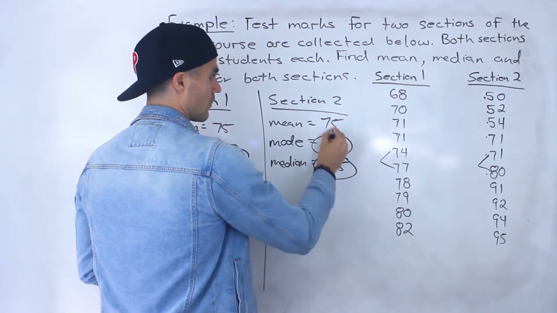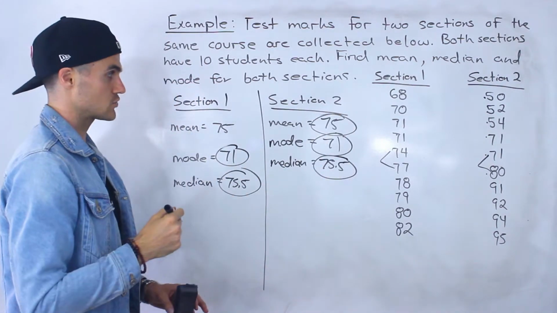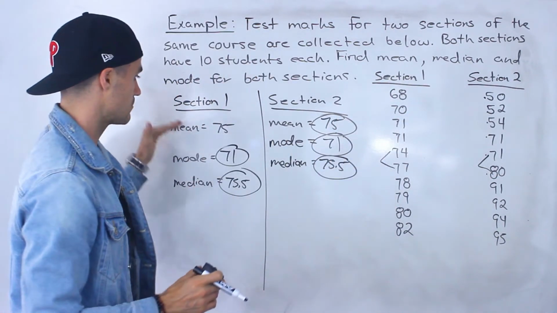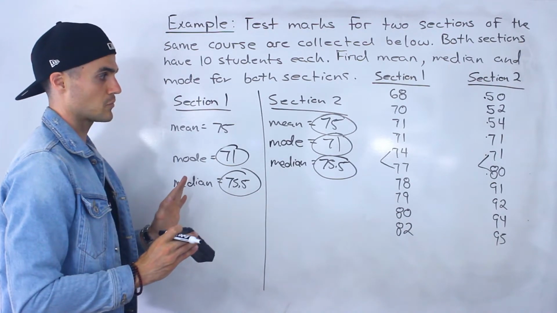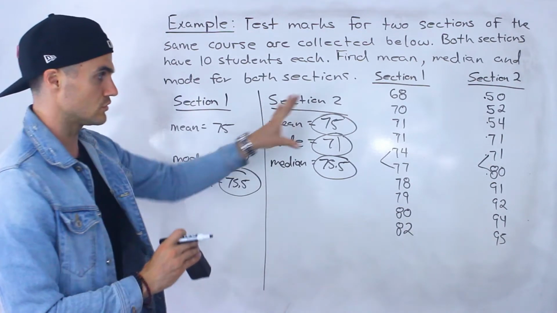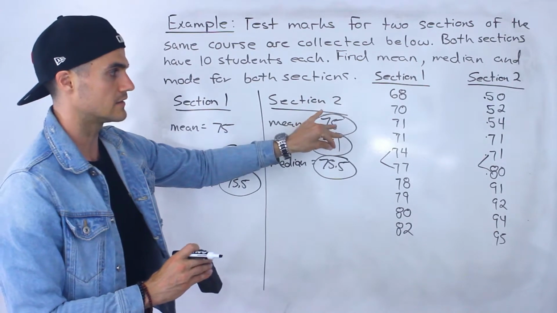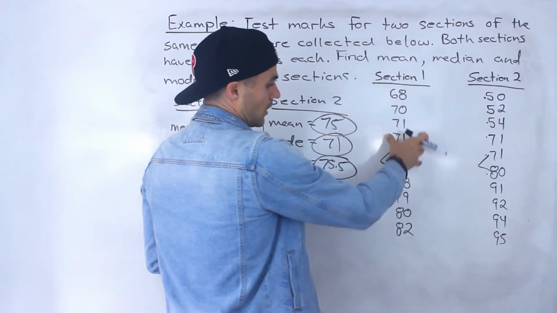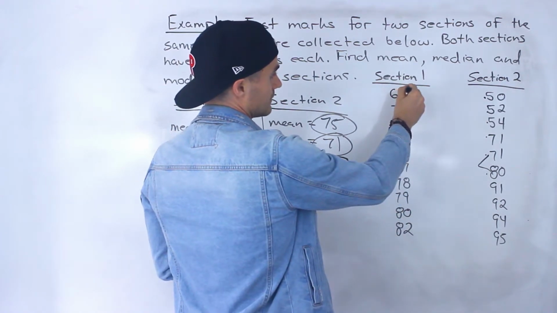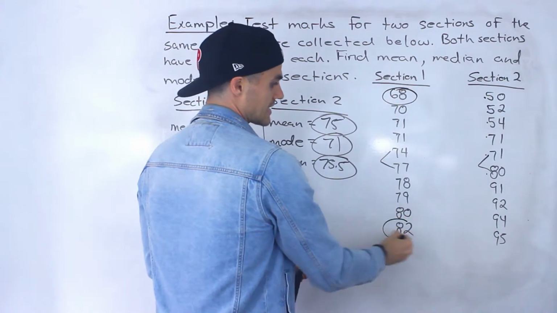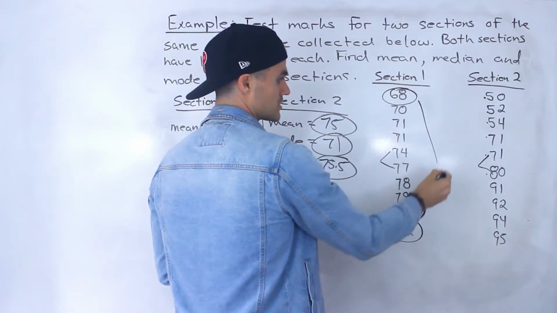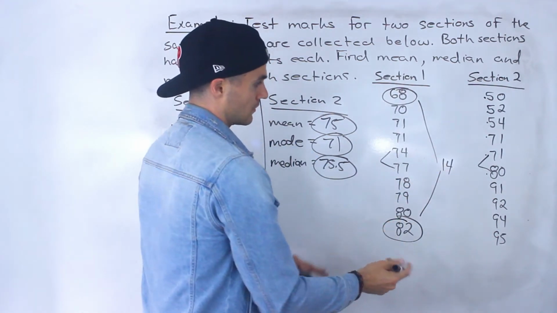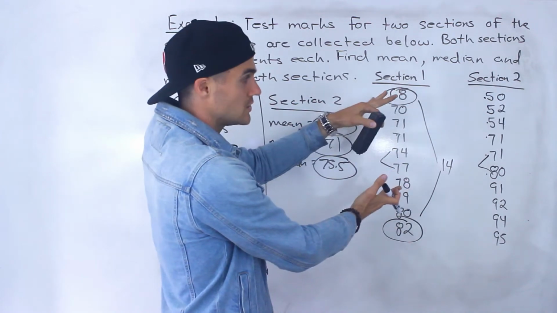And so notice that all 3 measures of central tendency for section 1 and section 2 are the exact same thing. The mean, mode, and median are the exact same for both sections. However, if you look at the data, notice that it's really different, because with section 1, the data is kind of varying from 68 to 82, meaning the difference between the largest and the smallest value is 14. Right? So it's kind of in that 70-ish range.